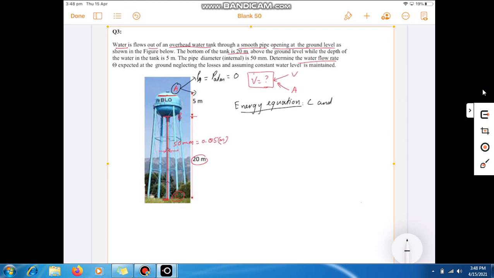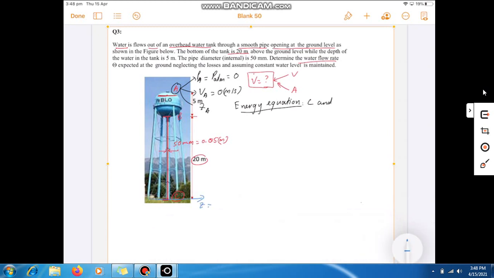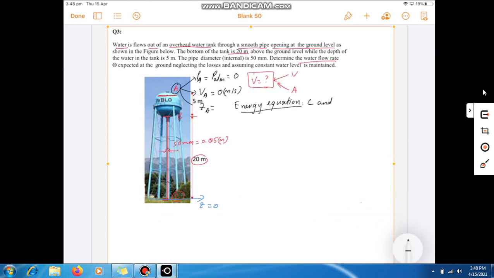VA, the velocity on the surface of a big container, we can assume is 0 meters per second. If we assume Z0 on the ground, that's 0 here, so ZA is 25 meters. So you see we know everything about point A: pressure, velocity, and Z. That's why we write the energy equation between point C and point A.